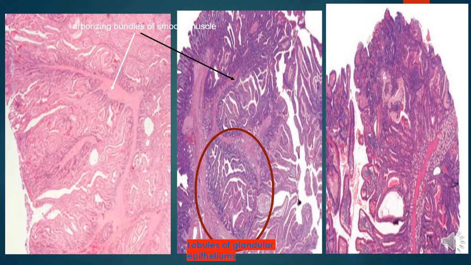Microscopic view of a Peutz-Jeghers polyp of the duodenum. As you can see, there are lobules of glandular epithelium separated by complex arborizing bundles of smooth muscle. The polyps may contain foci of dysplasia, as in the last image. It appears like a blue dysplasia at the surface. In this image, it abruptly changes into hyperchromatic areas, which are the areas of local dysplasia.